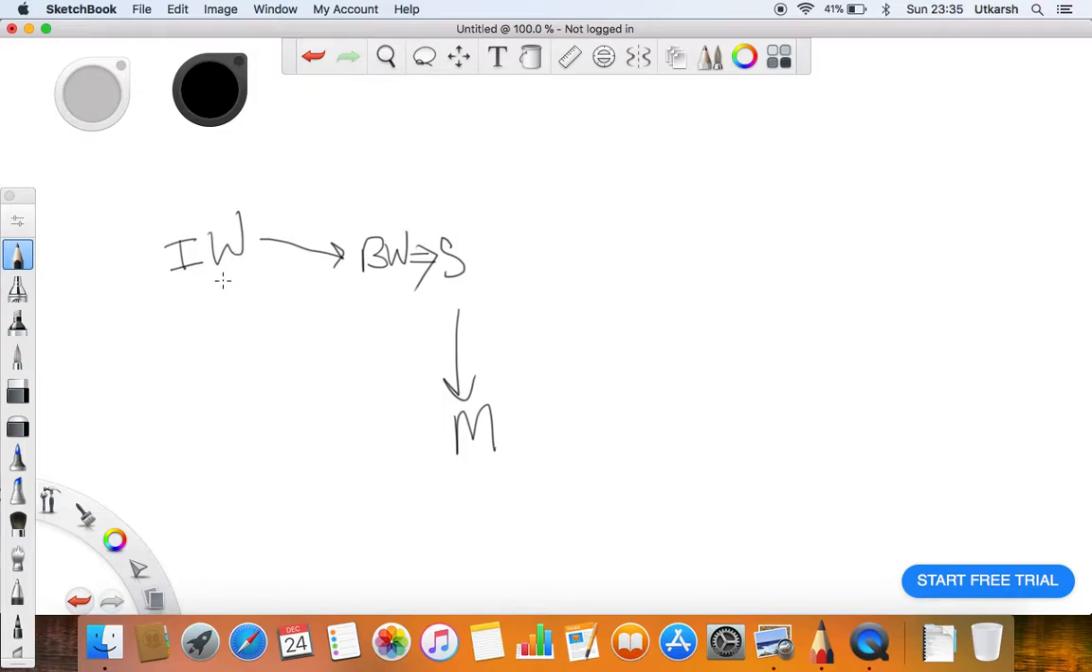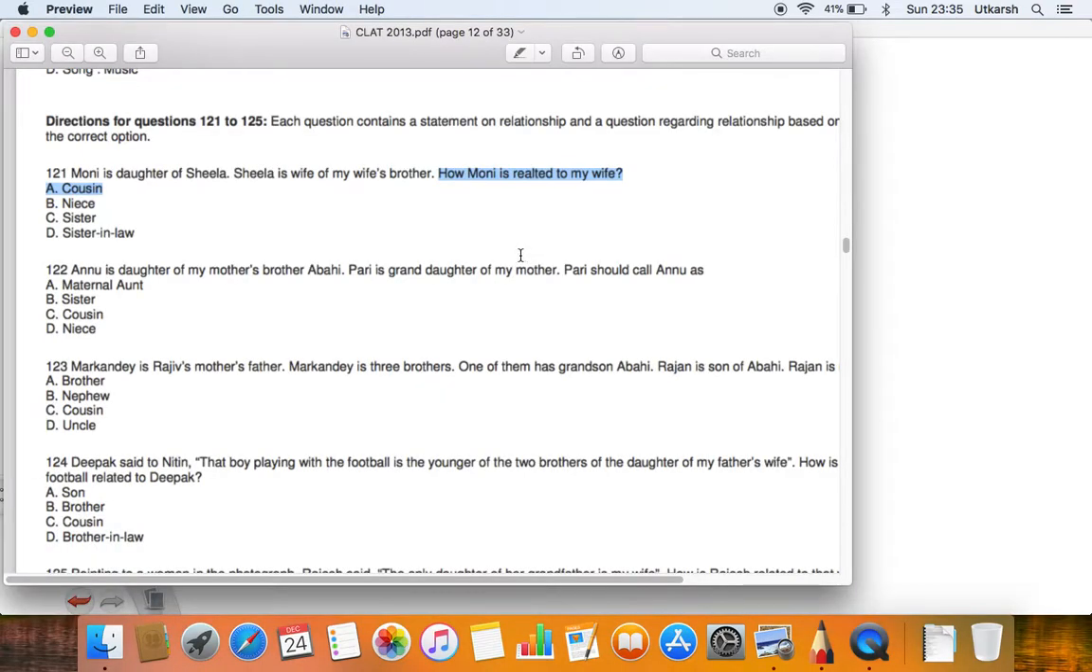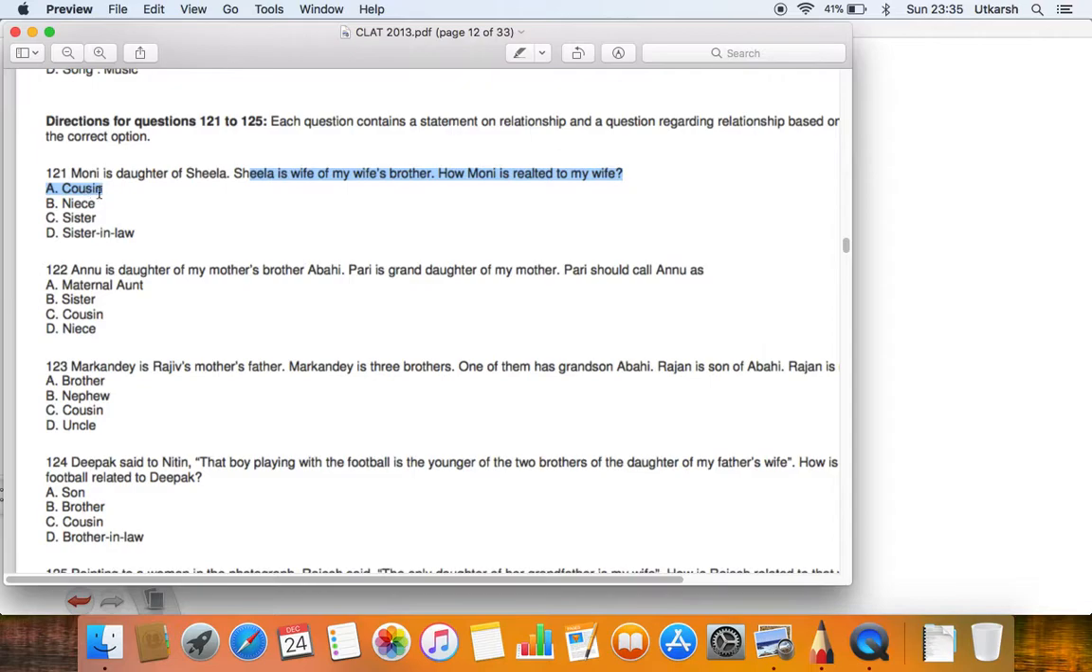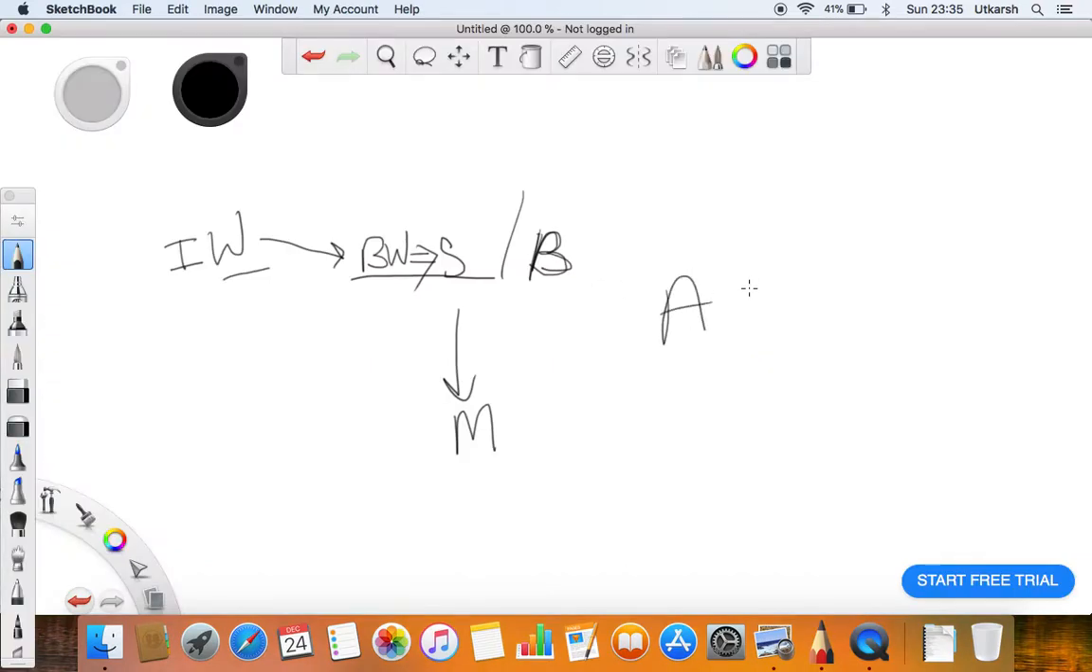So Moni is the daughter of my wife's brother, right? So the daughter of my wife's brother is the daughter of my brother, I mean, for all practical purposes. The wife of my wife's brother, yes. So she is my wife's brother's kid, right? So then she cannot be a cousin. You can just come up with the answer.